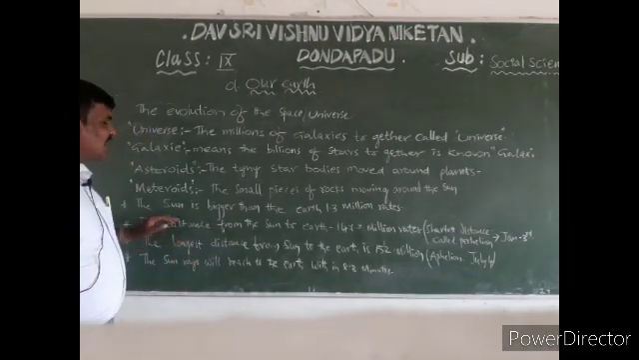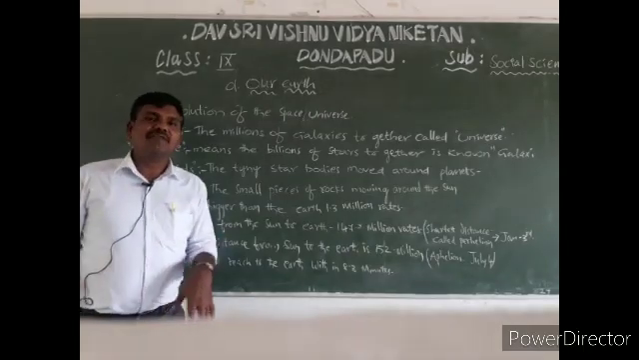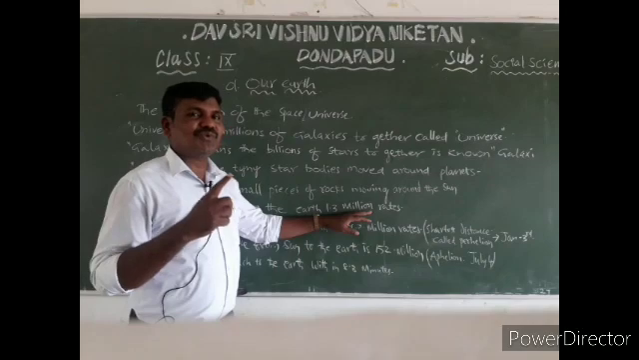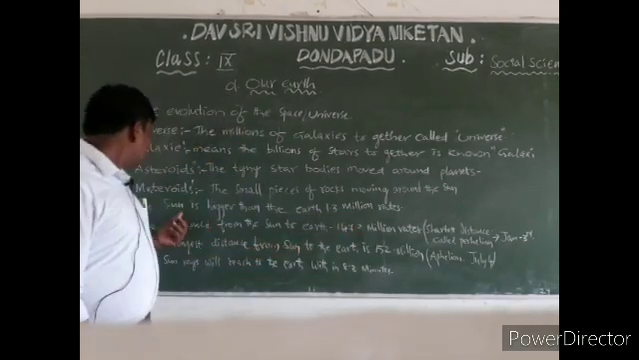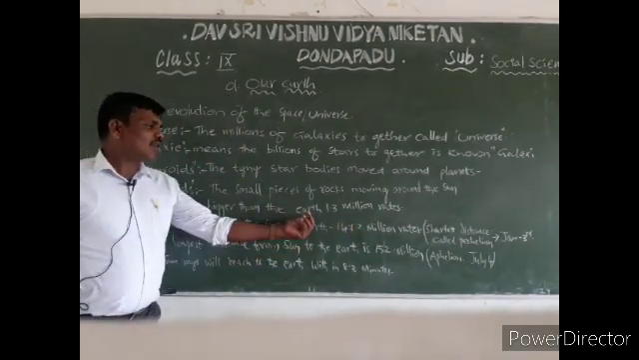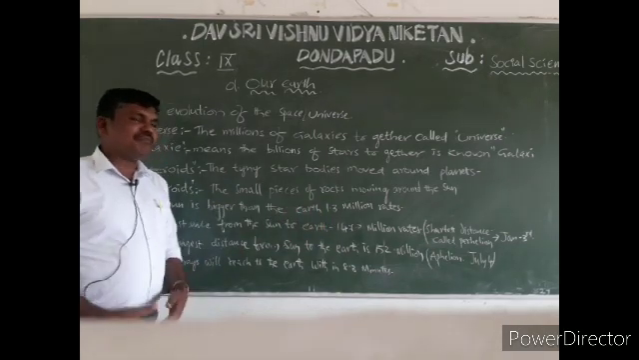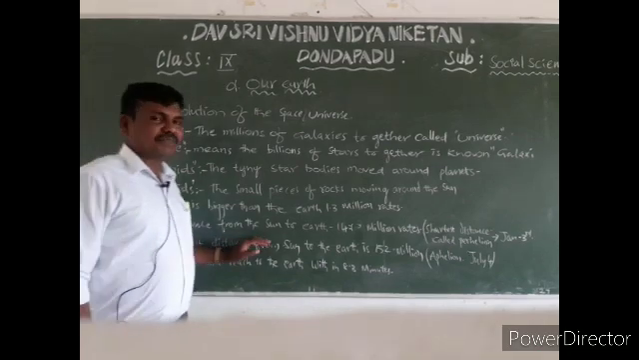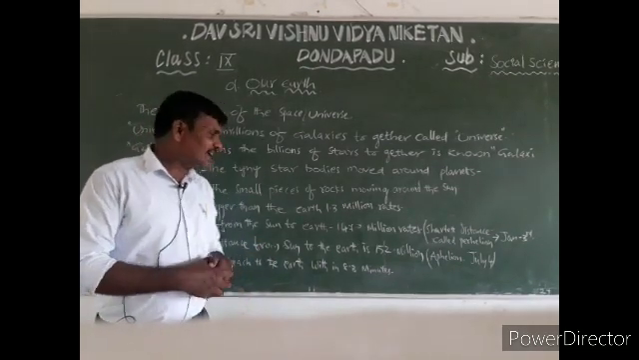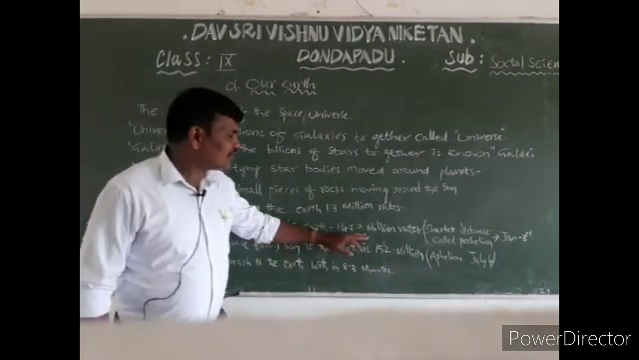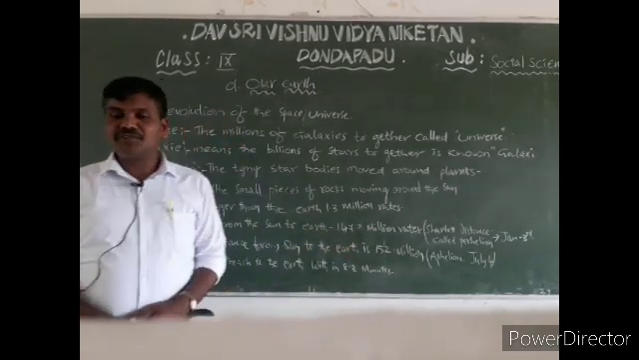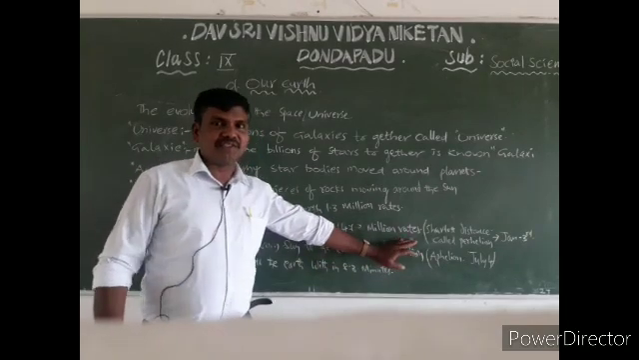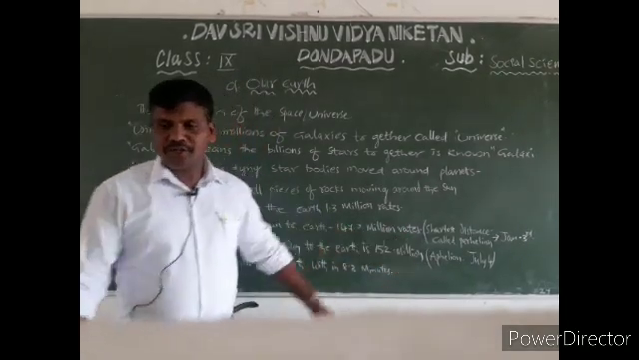Next, how much bigger is our sun than our Earth? The sun is bigger than our Earth by 1.3 million times. 1 million equals 10 lakhs. Imagine. Next, the distance from the sun is 147.3 million kilometers.